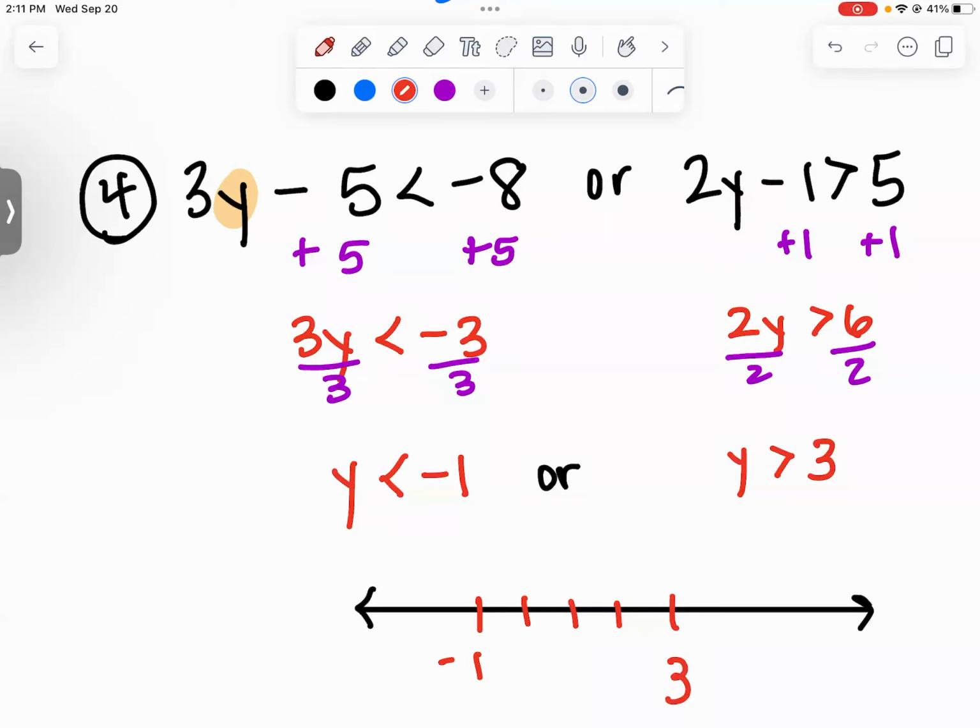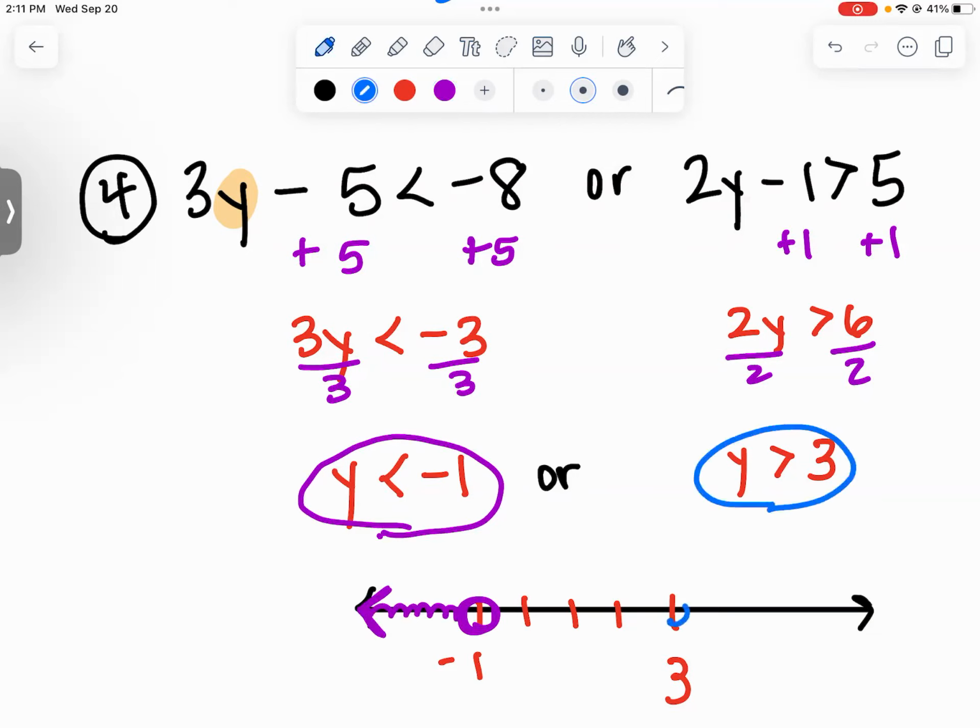All right, here we go. Y is less than -1 means I have the open circle and we go to the left. Y is greater than 3 means we have an open circle and we go to the right. There we go. There it is.